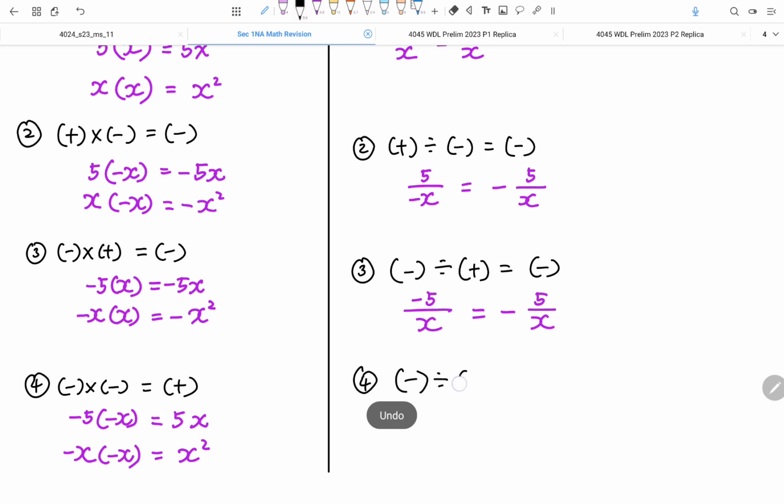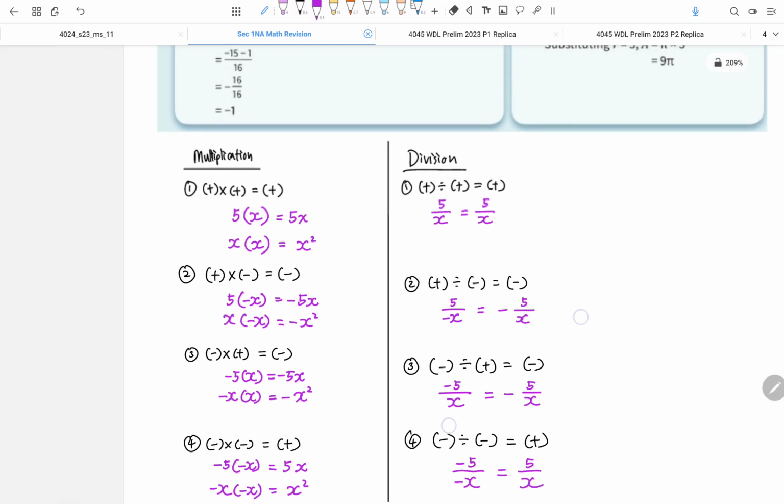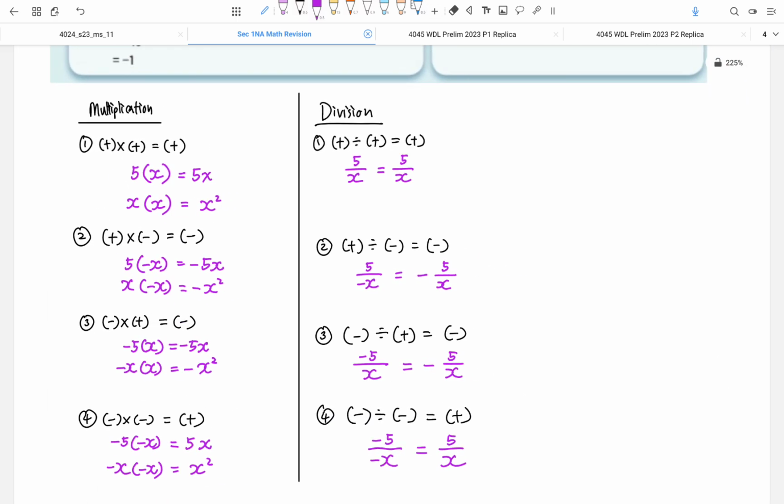Negative divided by negative is positive. Example, negative 5 divided by negative x is 5 over x, without the negative signs. It's positive already. Okay, so these are just some revisions on operations involving multiplication and division with algebra. Take note of the positive and negative signs.